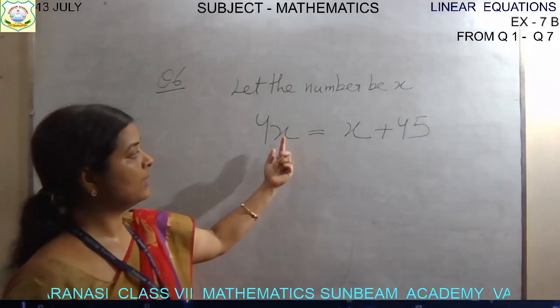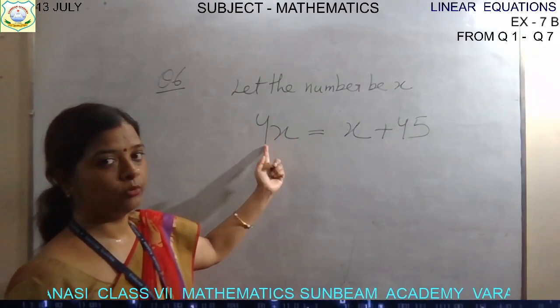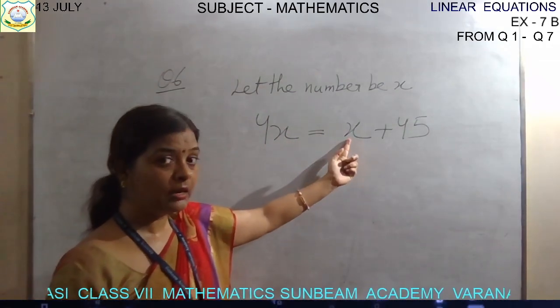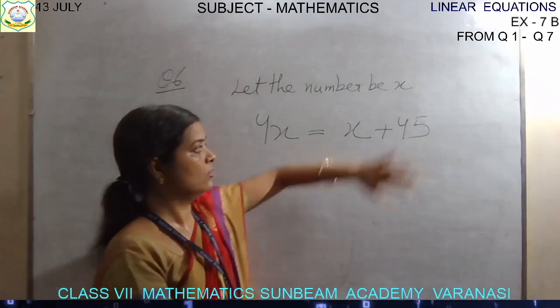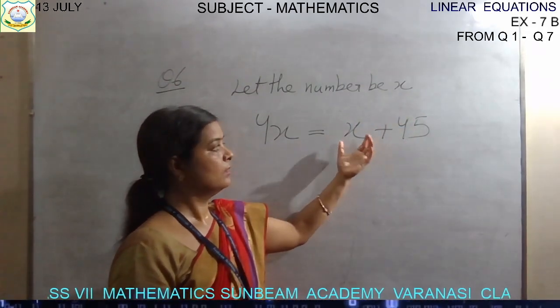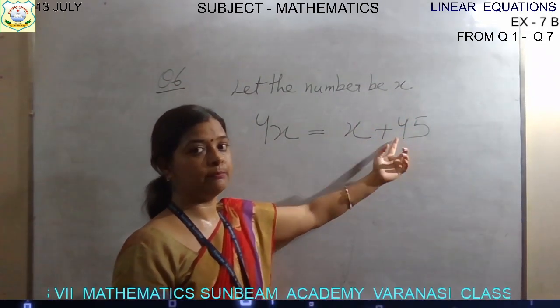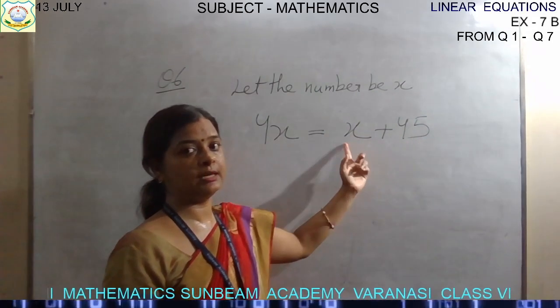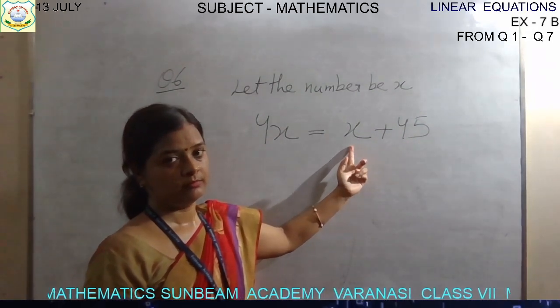If you multiply the given number by 4, whatever answer comes, that answer will exceed the number itself by 45. Okay.